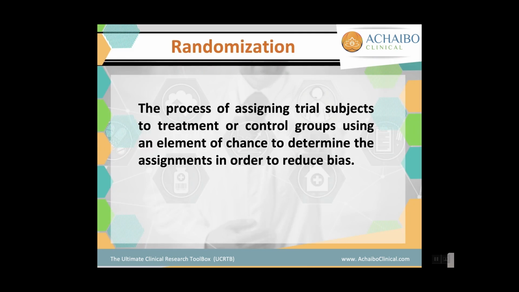Let's talk about randomization, a big term in clinical trials as well. It is the process of assigning trial subjects to treatment or control groups using an element of chance to determine the assignments in order to reduce bias. So randomization now in modern clinical trials typically is done through a database or a system that it assigns.